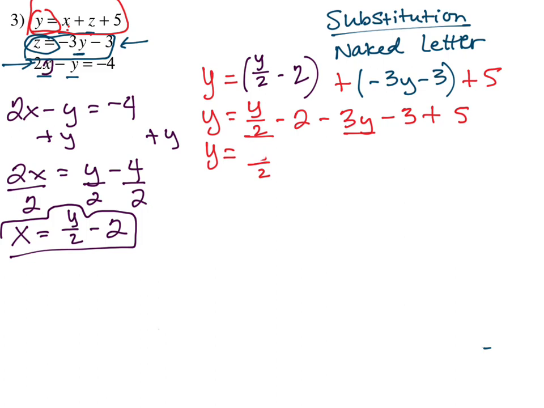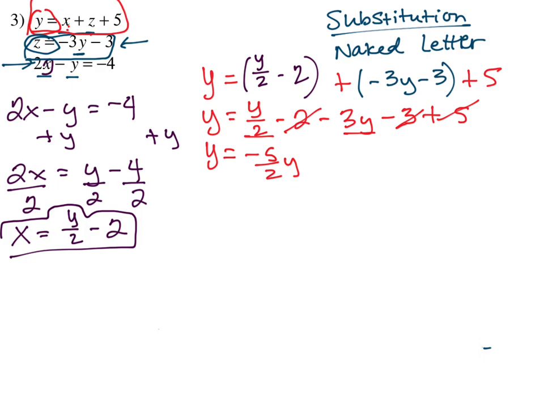So let's think about that. If I had a half a pie and I took away 3 pies, I could think of that 3 as 6 over 2. 1 over 2 minus 6 over 2. Negative 5 over 2. I agree. Negative 5 over 2y. And then negative 2 minus 3, negative 5 plus 5, 0. So those cancel off. These actually take away each other. So I have y equals negative 5 over 2y.